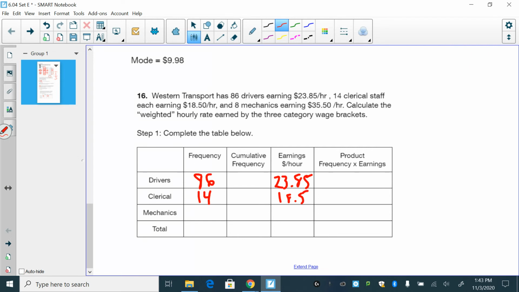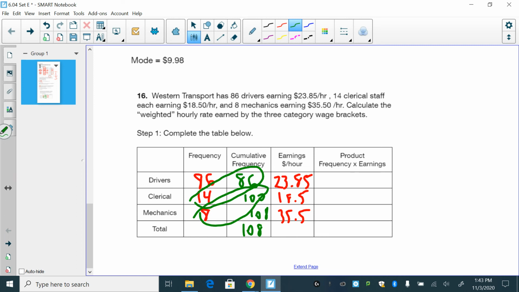So if I was going to go from least to greatest, I'd actually write the clerical first. So I'd write 1850, 14 times. Then I'd be writing 2385 86 times, and then we've got 8 mechanics. So I'll just write 8. So they make 3550. So cumulative frequency, remember, I'm just going to rewrite the first one, but to find the second one, I have to add these two together. So that adds up to 100, and then 100 plus 8, there's 108. So I just recopy that last number, 108. So that means I have 108 items.